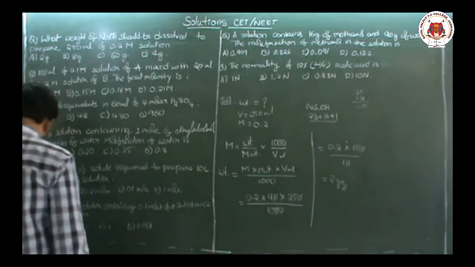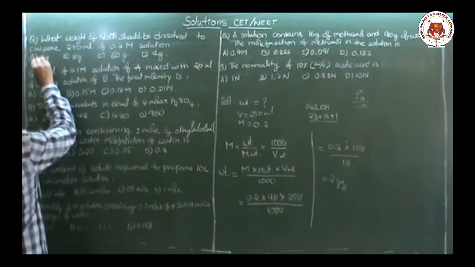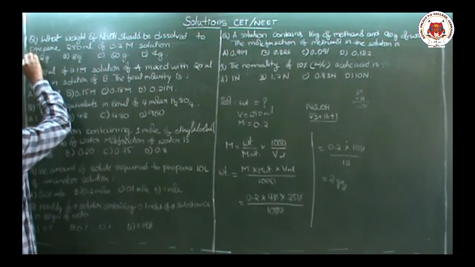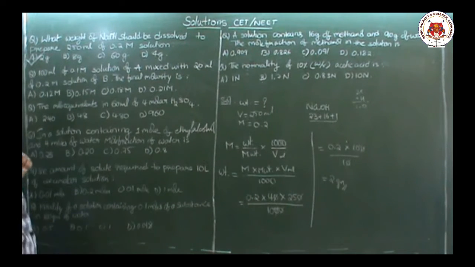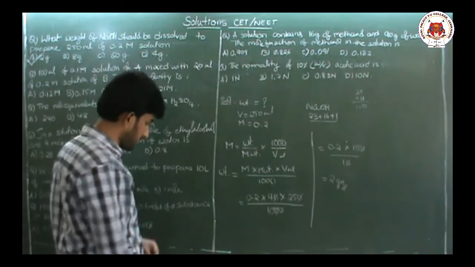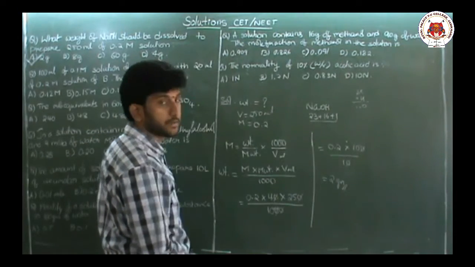So the option we have is A. The option is A. 2 grams of NaOH is required for this 250 ml solution preparation of 0.2 molarity.